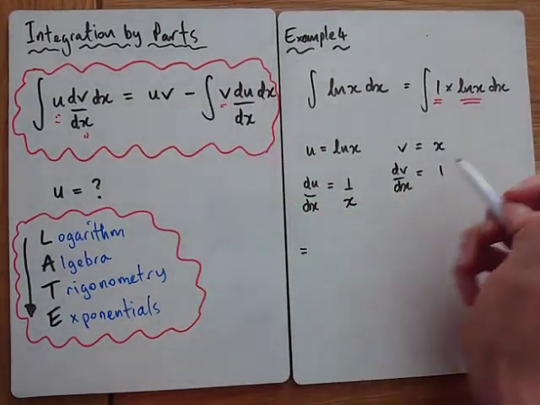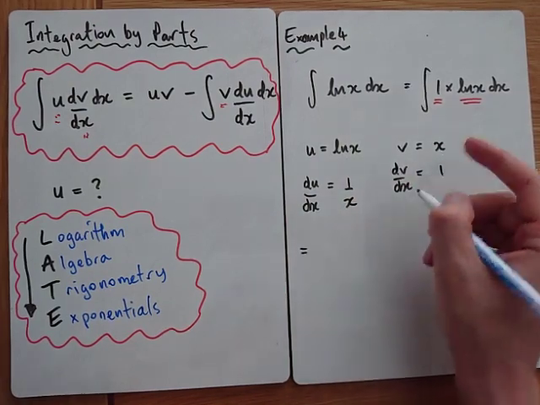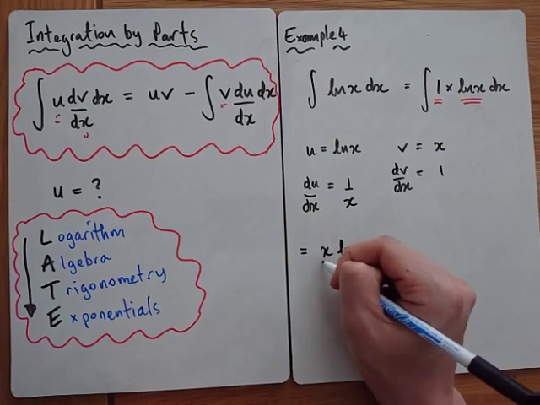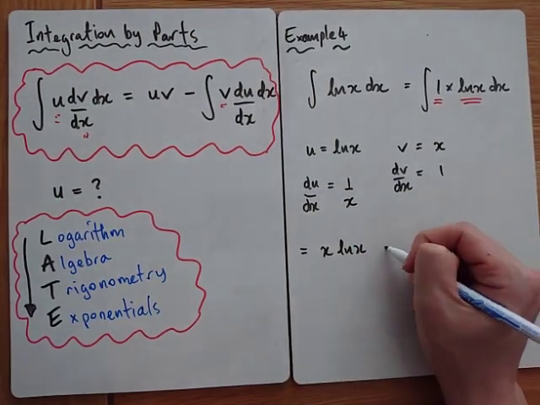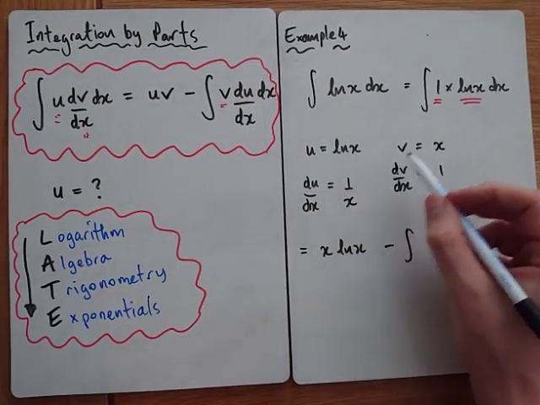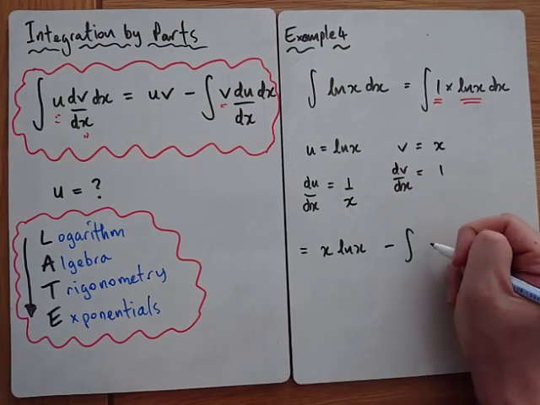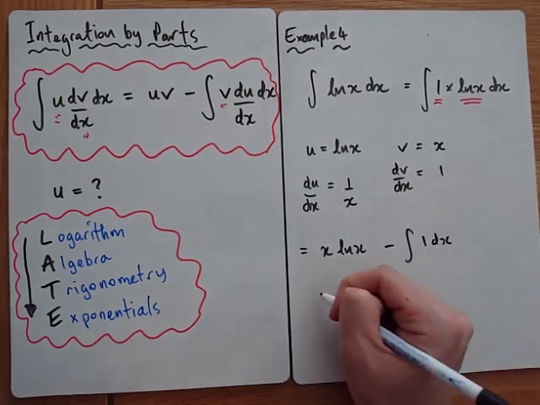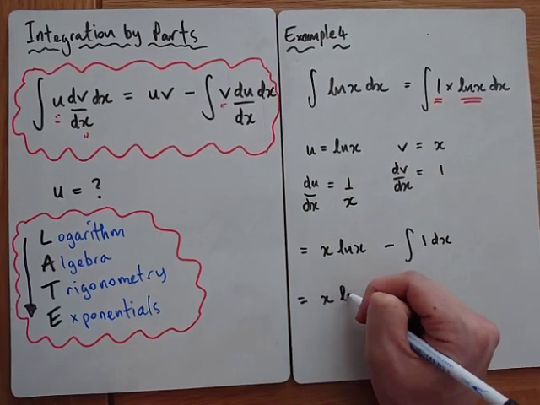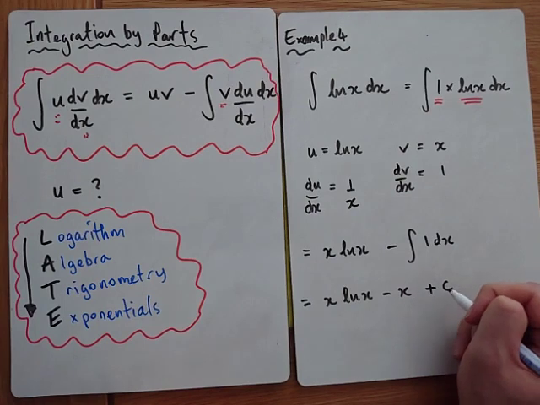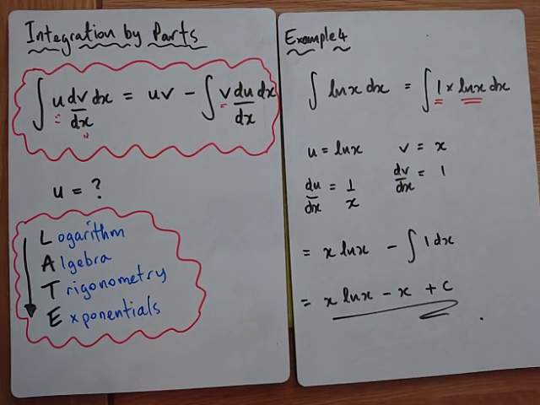Plug into our formula. So u times by v, I'm going to write this as x ln x, remember, put the algebra at the front, minus the integral. Two things we just found. So v times by du, x times by 1 over x. It's just 1, isn't it? Okay, so we can get x ln x minus x plus c.